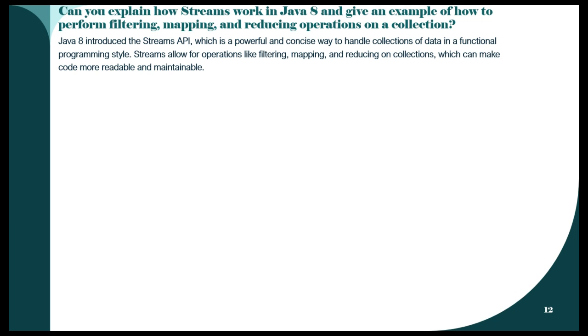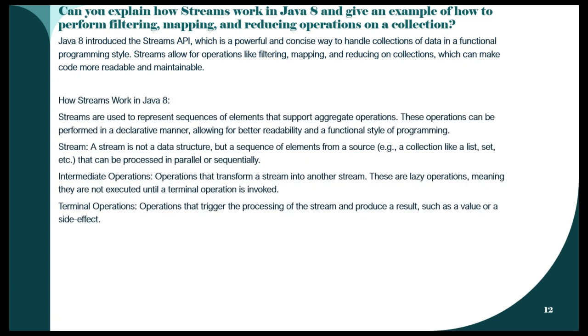Now there are different operations like filtering, mapping, and reducing on the collection, which is quite easy, maintainable, and readable. That's the benefit of using it. How does it work internally? Streams represent a sequence of elements that support aggregate functions or operations. These operations are declarative, allow better readability, and support the functional style of programming. A stream is not an actual data structure, but a sequence of elements from a source. The source can be anything like a collection, a set, or a list. Those can be processed either in parallel or sequentially. You are not dealing with the exact collection, you are dealing with a copy of it, right?